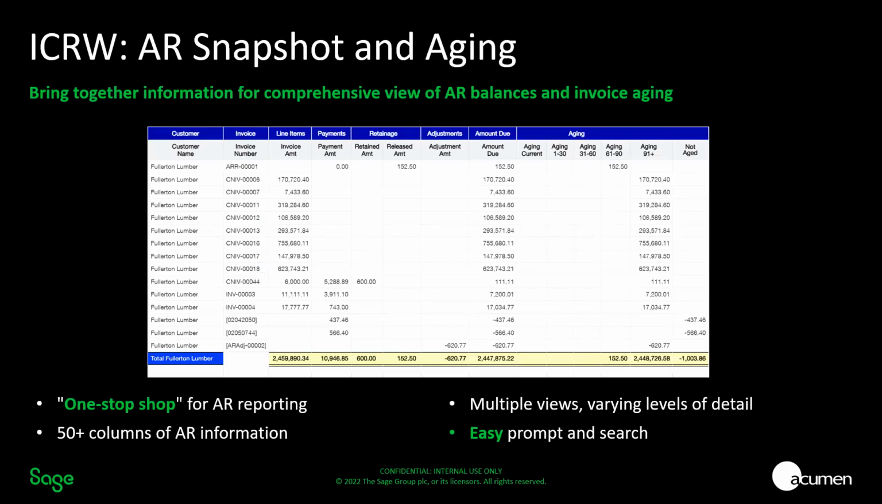Anyone using the ICRW or the Interactive Report Writer report, they've added some new canned reports. The AR Snapshot and Aging is one of them, or two of them, I should say. And it really brings together from multiple AR modules to present a comprehensive view of AR balances, customer by customer. You can have up to 40 or 50 different columns of information and different levels of detail.